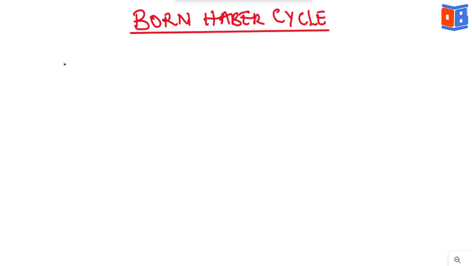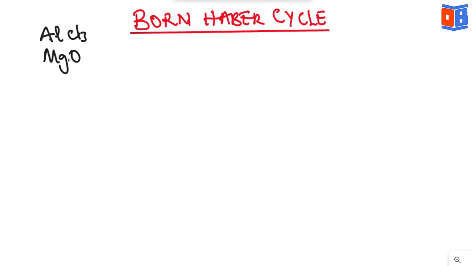In this video, we are going to study the Born-Haber cycle. We're going to study how we can set up the Born-Haber cycle for a particular ionic compound. So we are going to be studying it for aluminium chloride and magnesium oxide.